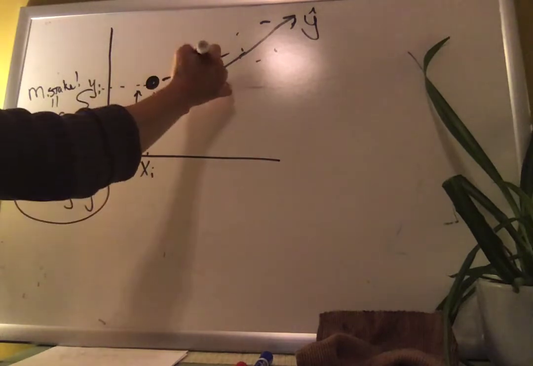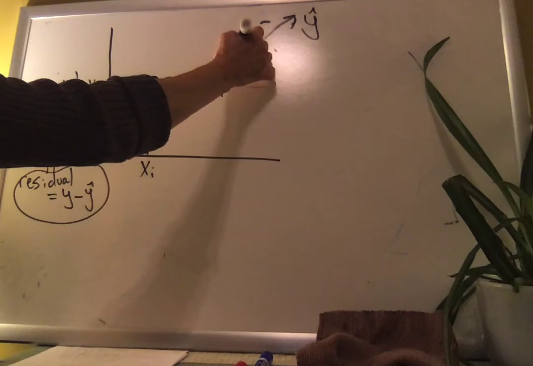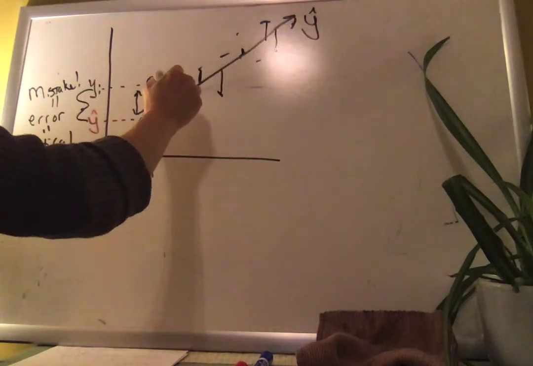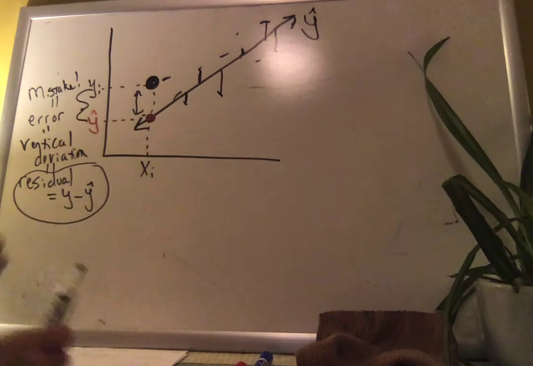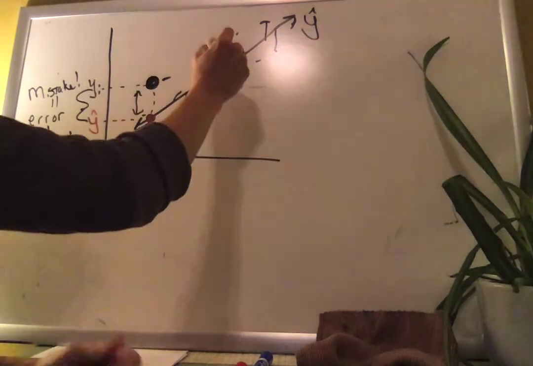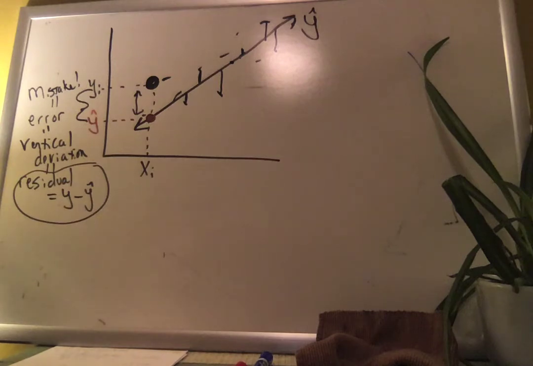Now, here's a residual, and here's a residual. Here's a little residual. Here's a residual. Here's a residual. Here is one. If you have 10 data points, you have 10 residuals, right? If your line actually went through a point, maybe I had a point right there and the line actually went through it, then the residual would be 0.